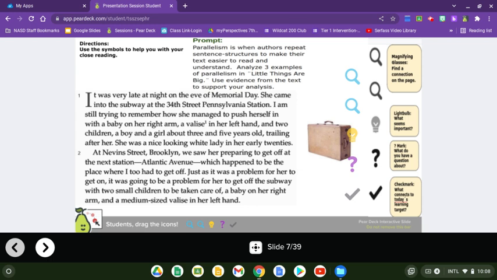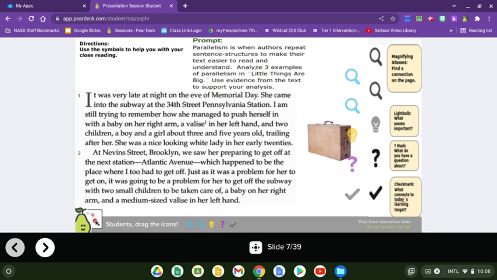All right, so we're going to analyze 3 examples of parallelism in Little Things Are Big. It was very late at night on the eve of Memorial Day. She came into the subway at 34th Street, Pennsylvania Station. I'm still trying to remember how she managed to push herself in with a baby on her right arm, a valise in her left hand, and two children, a boy and a girl, about 3 and 5 years old, trailing after her. She was a nice looking white lady in her early 20s.